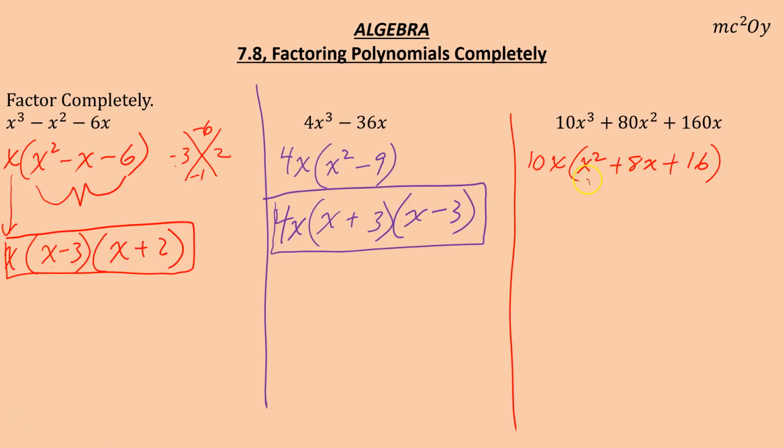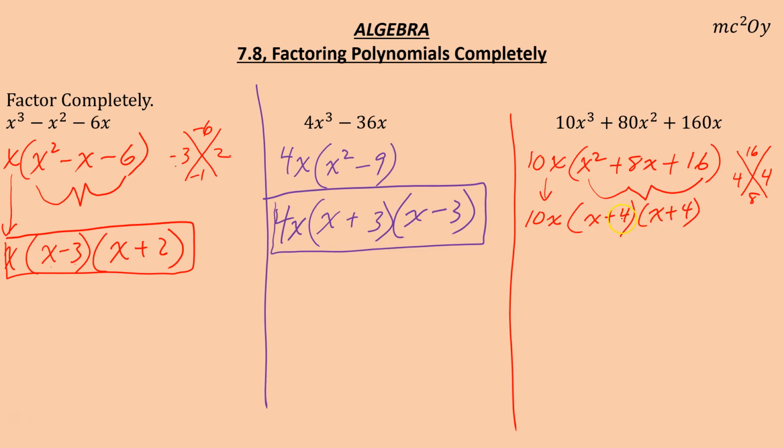So look at this and we go, okay, well, 2 things that multiply to make a times c, or 1 times 16, and add to 8. Well, that would be 4 and 4. So this becomes x plus 4 and x plus 4, and we bring the 10x down. Divide by a, which is 1, it won't matter.